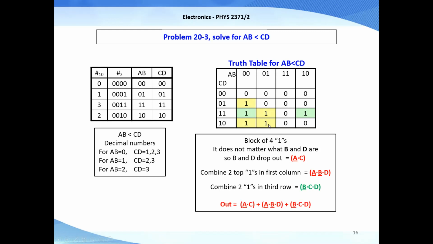So you've gone from 1, 2, 3, 4, 5, 6 minterms that had all these different inputs, 4 different inputs, and you reduced them to 3 terms. 2 of the terms have 3 inputs, and 1 of the terms has 2 inputs.